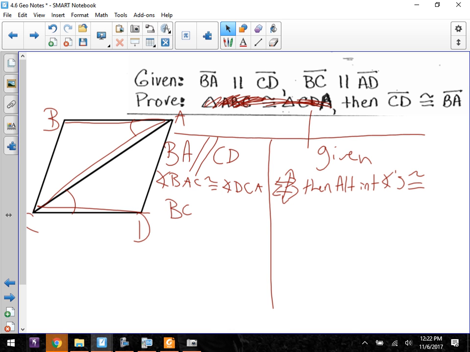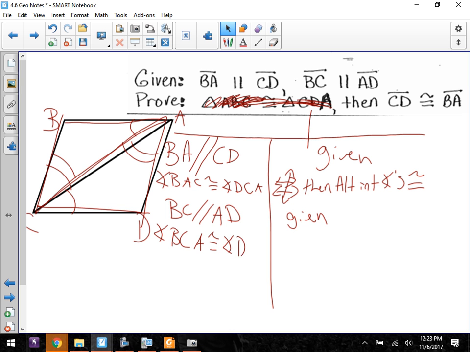BC parallel AD. We do the same idea. Change directions, we're here and here. And it winds up being the exact same reason because we created those angles because of the Z. Zigzag your way through. So we have our, if two parallel lines were cut by a transversal, then the alternate interior angles are congruent.